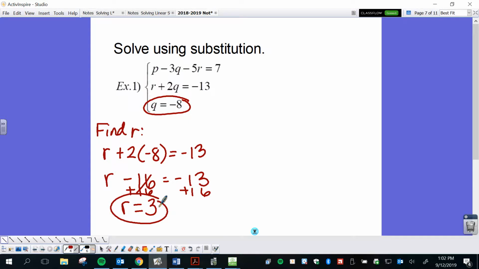So now we know Q, now we know R. Can we find P? Yes, we just plug it in. This is substitution. Okay, so now I'm going to find P. Plug all that in. So I don't know P, it remains P, minus 3 times Q, so 3 times -8, minus 5 times R, which is 3, equals 7.